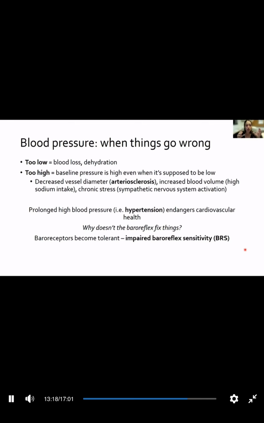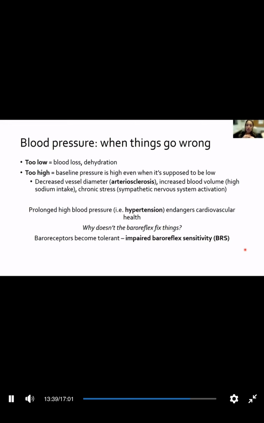So this could happen from decreased vessel diameters due to plaque buildup. I had mentioned this earlier. This is termed arteriosclerosis. You could have increased blood volume. This is due to high sodium intake. So you can probably recognize with specific diets, poor diet, that can often lead to high blood pressure. It's because of the sodium.